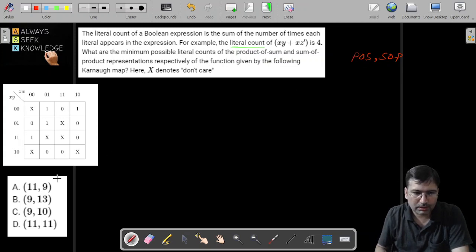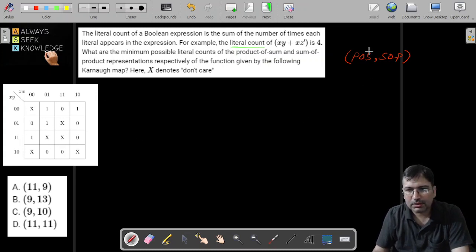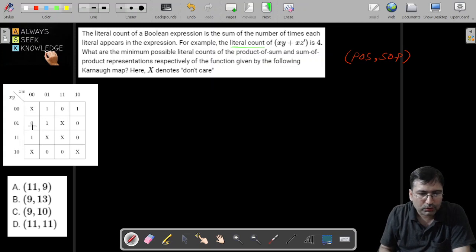So the literal counts are written like this, so we need to find out in that manner, right? So let's find out. It is not a very difficult question, it is a comparatively easy question. So let's first try to find either SOP or POS. So let's say we go for SOP. In SOP, we try to form the group of ones. So let's say this one is there, so this one we can group like this.